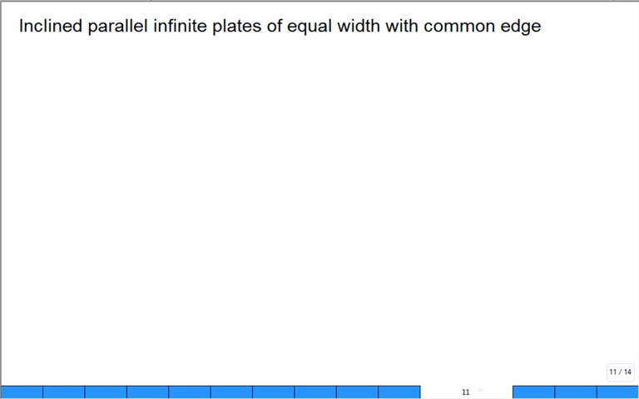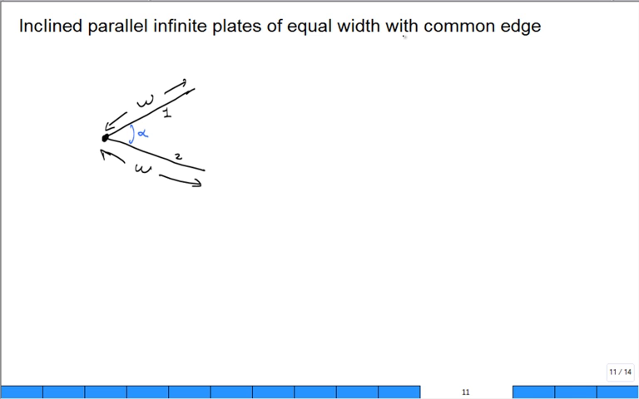Here's another example. You have inclined, parallel, infinite plates. It's easier to show just a cross section. So the infinite plate looks like that and like that. They are infinite plates of equal width. So this is W, the width of the top plate, and this is W, the bottom plate. And they have a common edge, right there. It's going off into the third dimension into infinity. This is the angle theta, and you talk about surface 1 and surface 2.